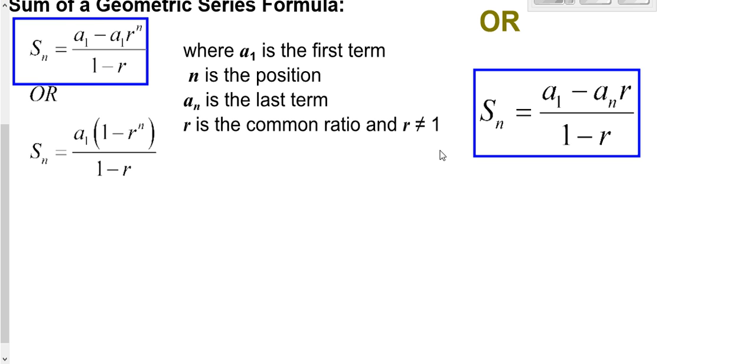Now just know that it does not work to have r being 1. If your r was 1, it is still technically geometric, but these formulas don't work because you'd end up dividing by 0. But if your r was 1, that means all the terms are the same. It's still technically geometric because you'd be adding a difference of 0.